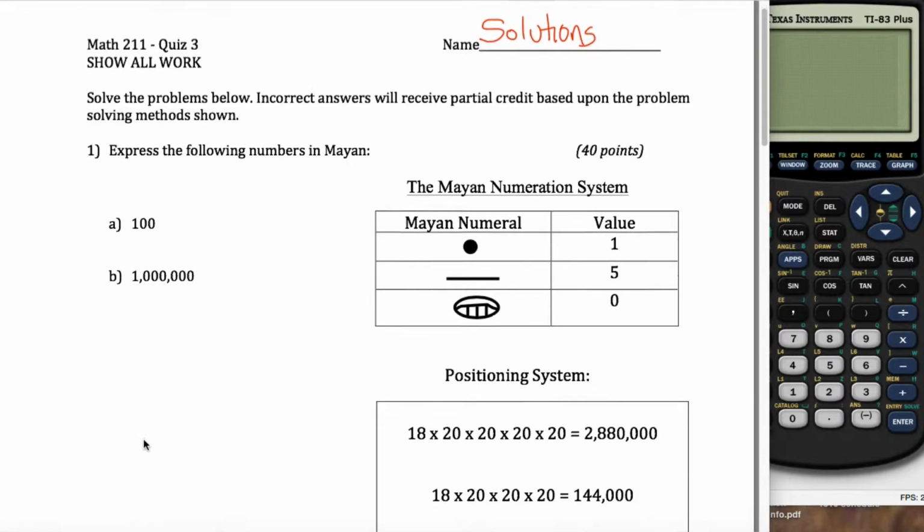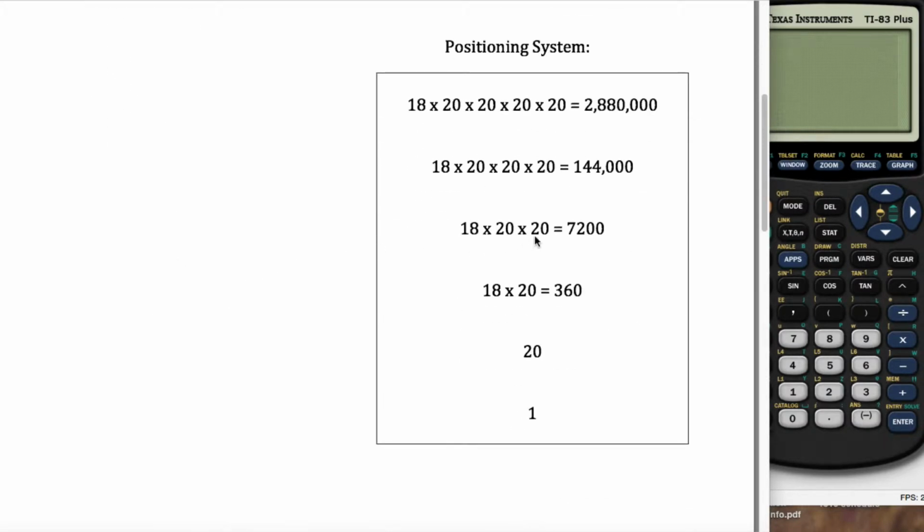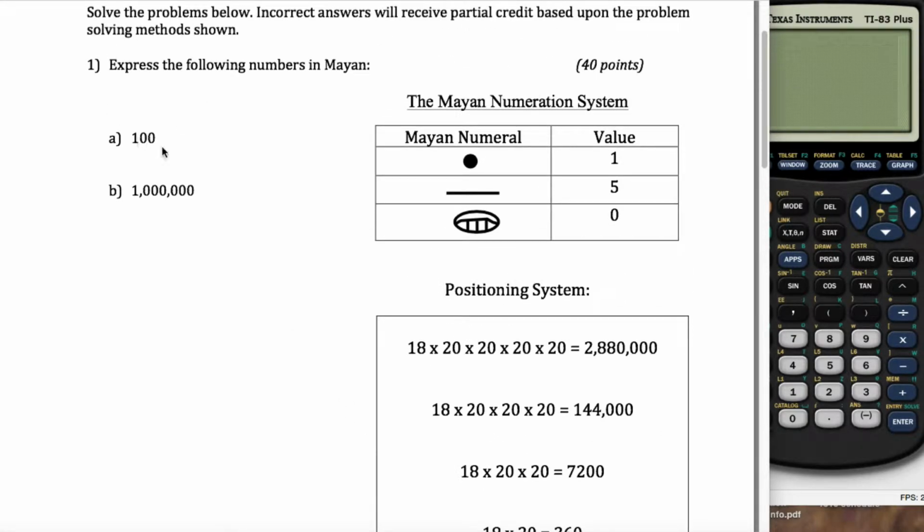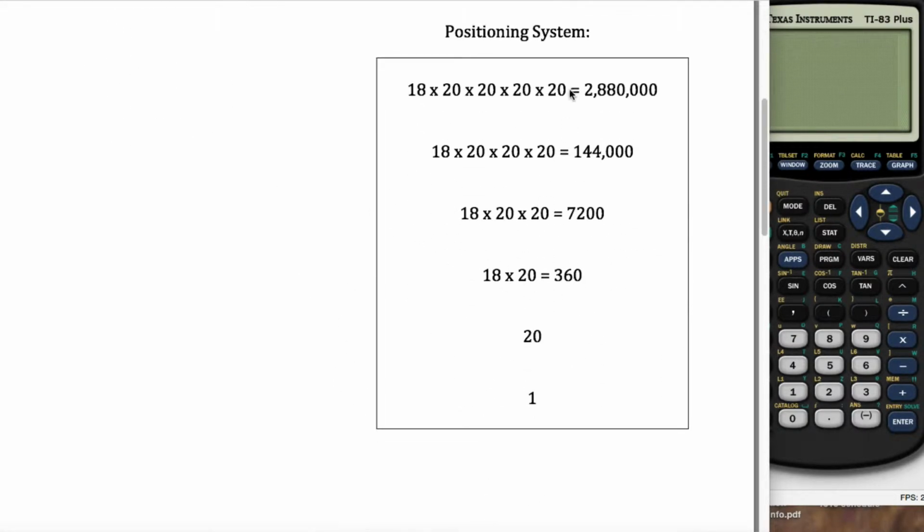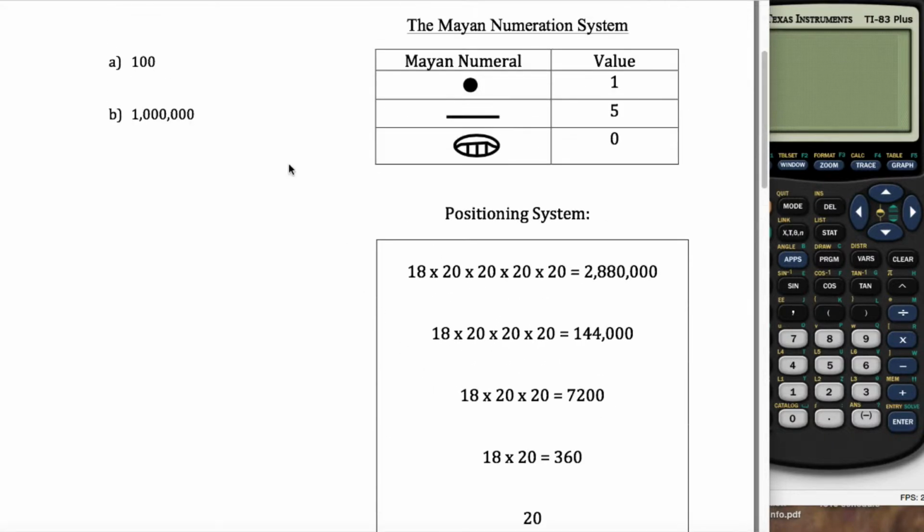So first, to write 100 in Mayan, what you want to note is that using this position system here, which tells us what multiples we have on each row, we don't want any multiples of 360. That's too big if our total number should just be 100. So we don't want anything here or above. We just want some 20s and then maybe some 1s. So how many 20s can you use?